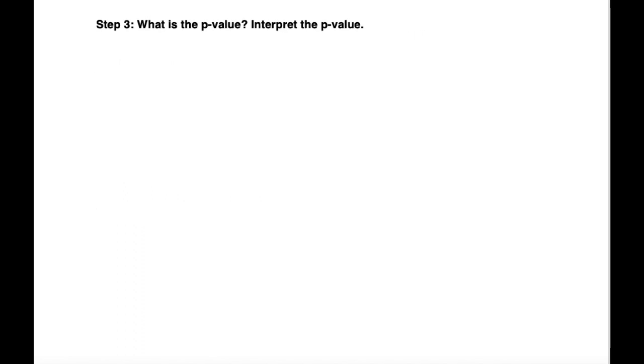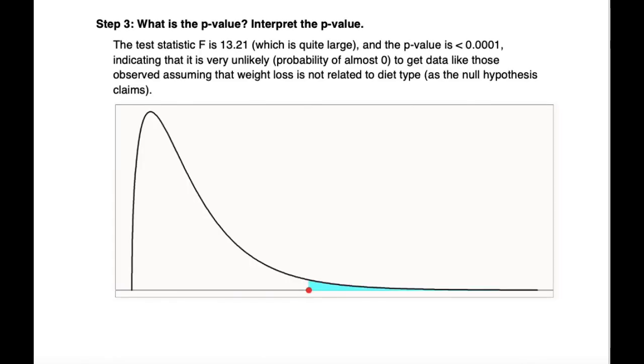So according to StatCrunch, the test statistic is 13.21. In step 3, we ask what is the p-value, and then we should always try to interpret the p-value to make sure that we understand what it means. According to StatCrunch, the test statistic was approximately 13.21, which is quite large, and the p-value was less than 0.0001, which is very small, indicating that it is very unlikely, a probability of almost 0, to get data like those observed, assuming that weight loss is not related to diet type. In other words, assuming that the population mean weight loss is the same across all diets.